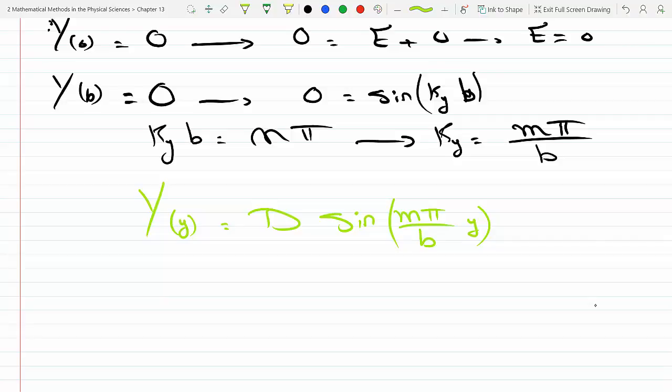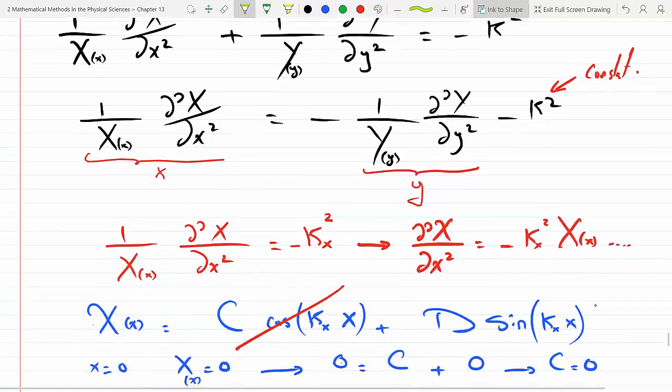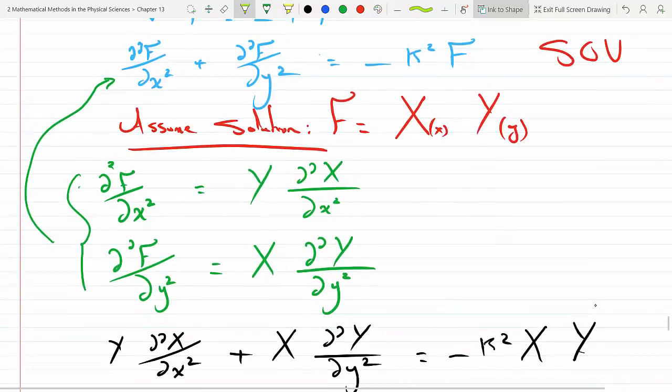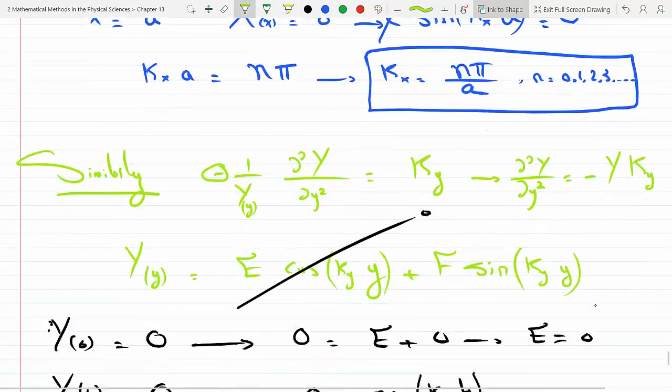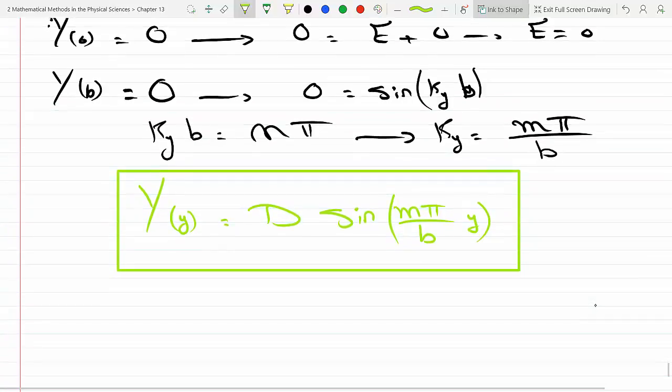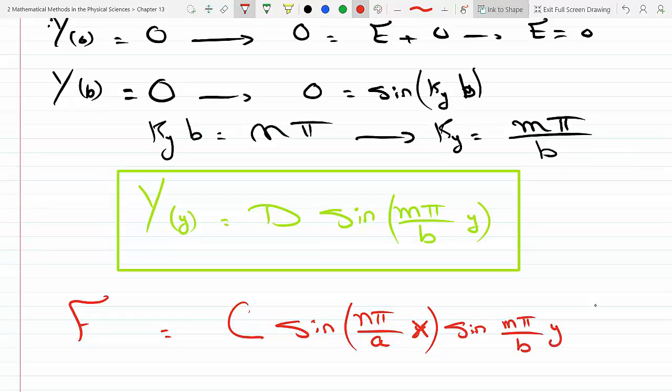So that means, remember, we've got the Y and we have the X now, so we can find f, because look, the whole original assumption is f equals X Y. I've determined capital X, and now I have my capital Y. So now that means f is equal to X times Y. Now a constant times a constant will just be another constant, so why don't we call that constant C? Sine n pi over a x times sine m pi over b y, right?